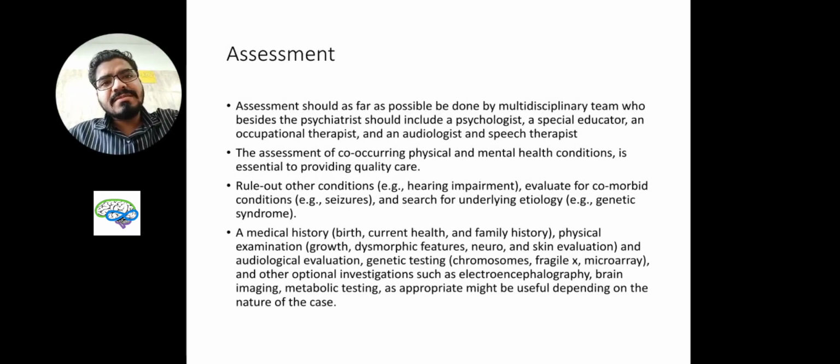Assessment of co-occurring physical and mental conditions is also essential, because we find that frequently these people have comorbid physical anomalies and mental issues also. So assessing them at the same time is very important, otherwise the overall improvement will not be as desirable as we want. So, ruling out other conditions like hearing impairment, and evaluation of comorbid conditions like seizure disorder. Frequently ASD is comorbid with seizure disorder. Around 30% of the children do have intellectual impairment also, IDD also. So we need to assess and rule out these conditions also.